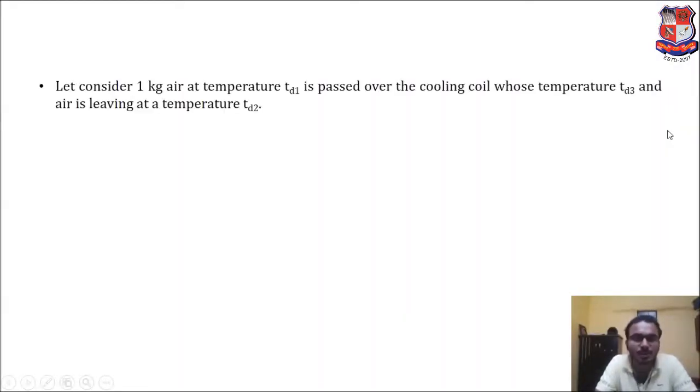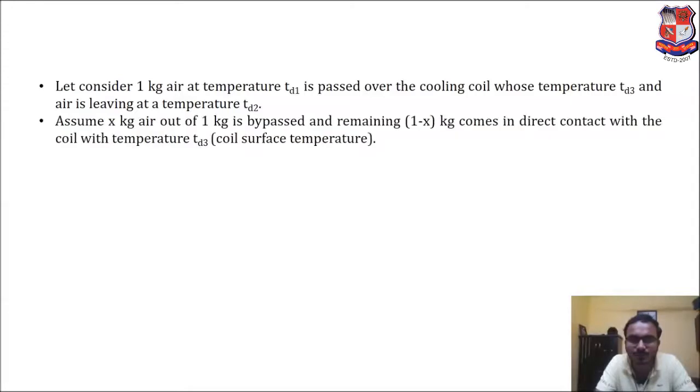So let 1 kg of air at temperature TD1 be passed over a cooling coil whose temperature is TD3, and air is leaving at a temperature of TD2. This is the same arrangement we were having in our sensible cooling portion. Assume that x kg of air out of 1 kg is bypassed, that is not cooled, and the remaining 1 minus x kg comes in direct contact with the coil with temperature of TD3, that is the coil surface temperature.